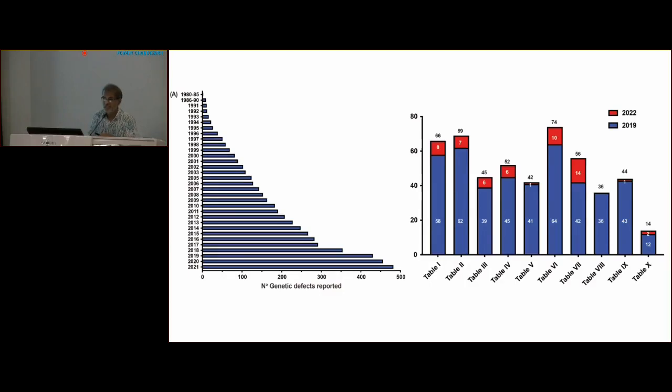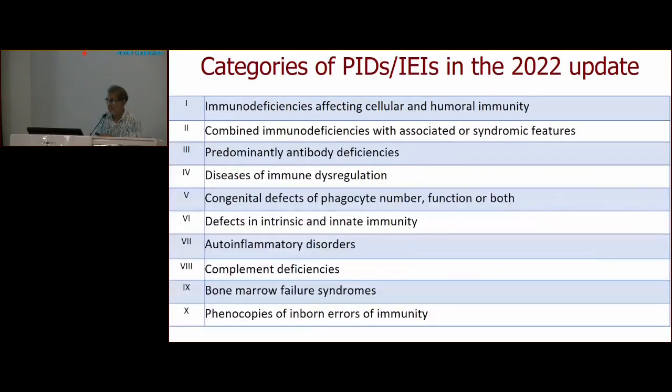So what are the different categories of PIDs or IEIs in the 2022 update? The first category they have described is immunodeficiency affecting cellular and humoral immunity. In these disorders, the defect is very severe, and in the affected children both arms of immunity, the cellular and the humoral immunity, will be affected. The prototypic disorder in this is severe combined immunodeficiency.